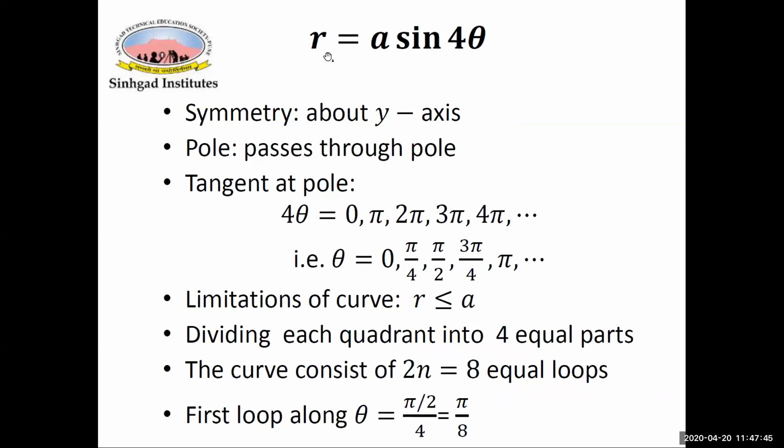The maximum value of the curve will be a. n is 4, so divide each quadrant into 4 equal parts. 4 is even, n is even, so the curve will have 2n loops, that is 8 equal loops. Your first loop should be drawn along the line theta equal to pi by 2n, that is pi by 8. The first loop will be along the line theta equal to pi by 8. Now we'll see how to draw it.